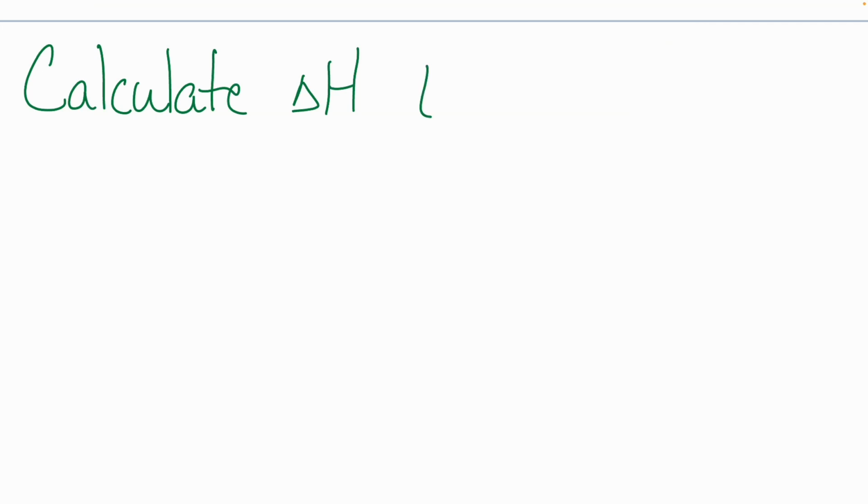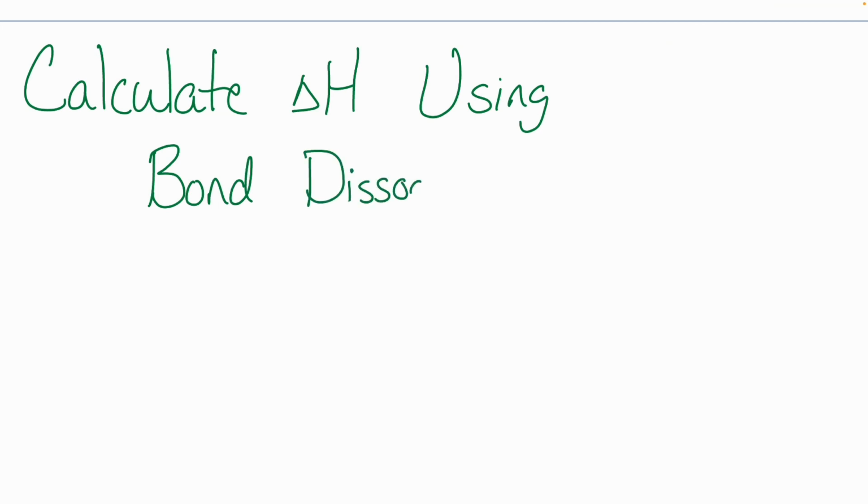We're going to have one more method of calculating our delta H, and that is using what's called bond dissociation energy. So now we're going to learn how to calculate delta H using bond dissociation energy.